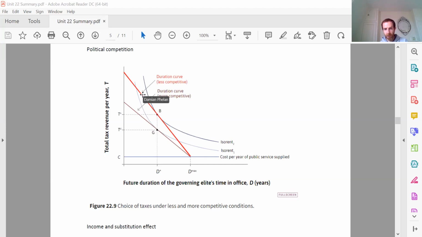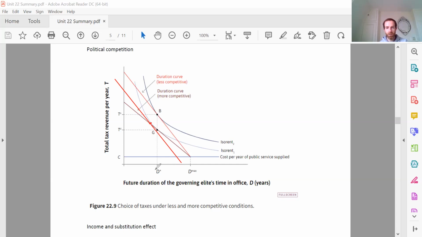So what we do is shift the line parallel. So a parallel shift until it's tangent to the new ISO rent curve, which I'm not sure I've done absolutely brilliantly, but it's okay. So let's say it's roughly here.